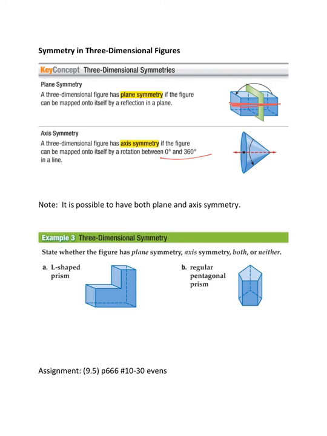Take this hexagon. You can spin it around to where it's going to map back onto itself, between 0 and 360. I say hexagon, it's a pentagonal prism. All right, it is possible to have both.